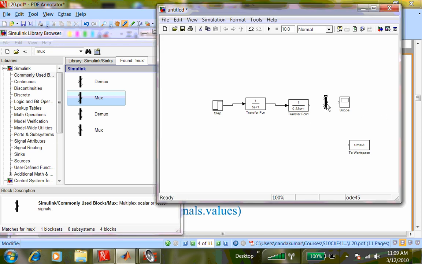That's a multiplexer, which takes two signals. So one is coming from here. The other one is going to come from there. Hope it's clear enough, right? And then I need to get that. Now I do the simulation.